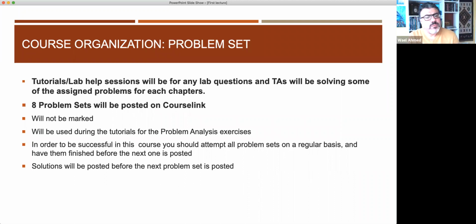These problem sets will not be marked. You are not asked to do homework and submit it, because the week after, the solution will be posted. The problem set here will be our data bank for the problem analysis sessions. We're going to solve some problems together in these sessions during the tutorial. Okay.